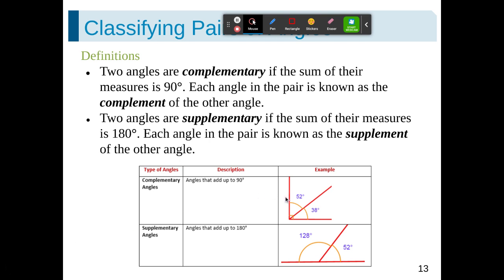Complementary and supplementary. Complementary angles are 2 angles that add up to 90 degrees. So this angle right here, I'll call it angle 1 and angle 2, are complementary because when added together, they add up to 90 degrees. In this case, we'll call this angle 1 and this angle 2. Those are supplementary because they add up to 180 degrees.